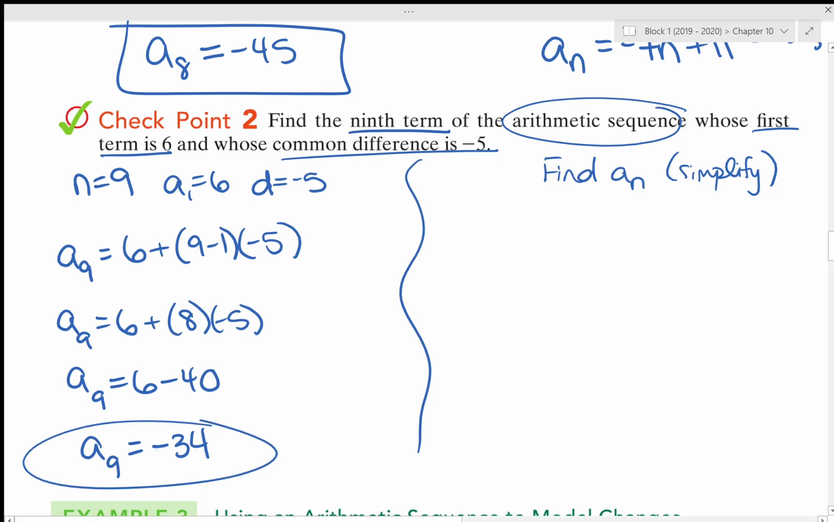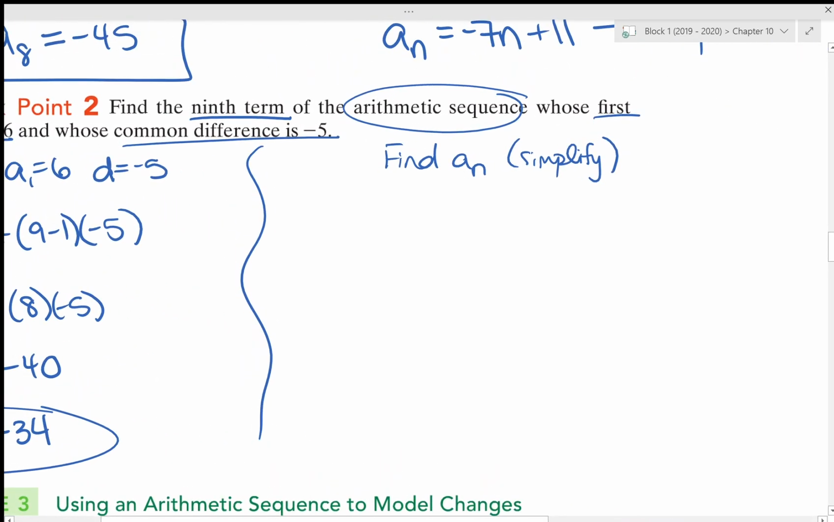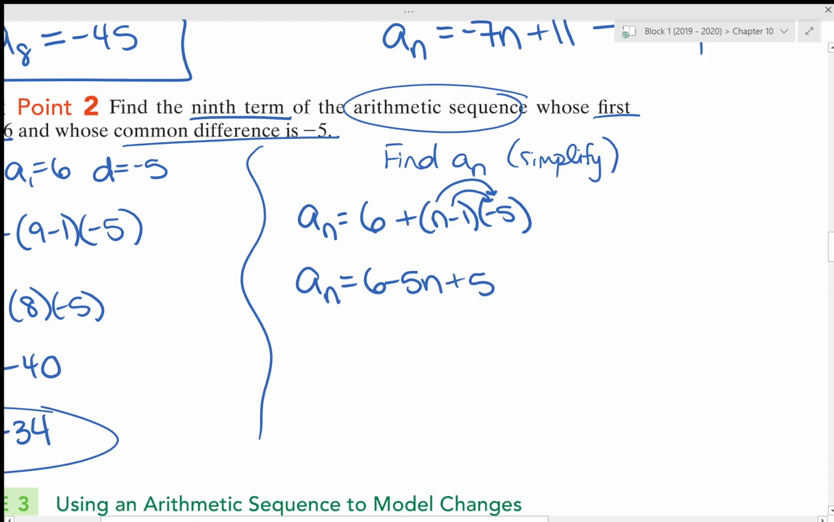Now, if I wanted you to find the general term, give me that general formula for finding any term, it would be a of n equals my first term 6 plus n minus 1 times negative 5. So I'm going to distribute the n to the negative 5 and the negative 1 to the negative 5. And I'll get 6 minus 5n plus 5. 6 plus 5 is 11, so this is going to be a of n equals negative 5n plus 11.